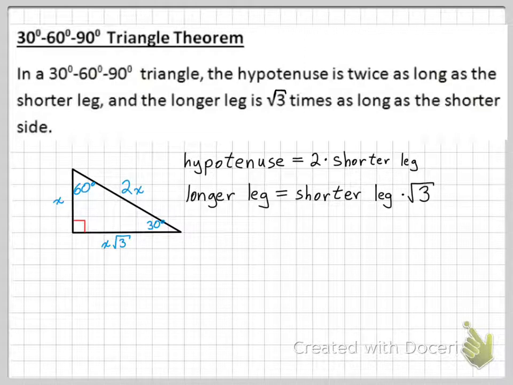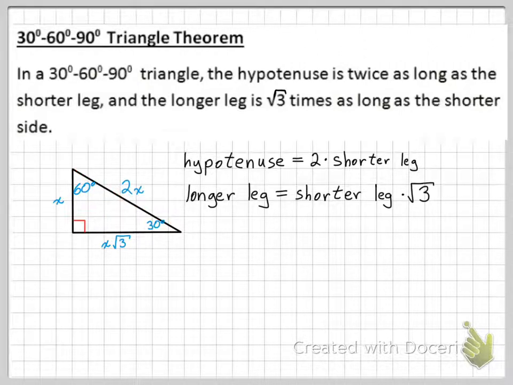So that means this: if you have a 30-60-90 triangle, which this is, then the side opposite the smallest angle, which in this case is 30 degrees, is going to be your short side. The side opposite the 60 degrees is going to be your long side. And of course, in a right triangle, the hypotenuse is always the longest side, because it's across from the 90-degree angle.